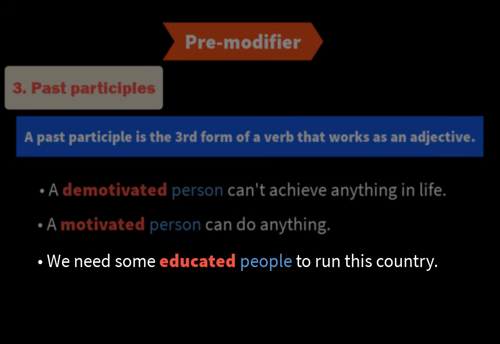Let's take one more example. We need some educated people to run this country. What kind of people do we need to run this country? We need educated people. All right. So educated is the past participle, third form of the verb educate, working as a modifier, working as an adjective. Why? Because it is giving information about the noun people. What kind of people? Educated people we need to run this country.